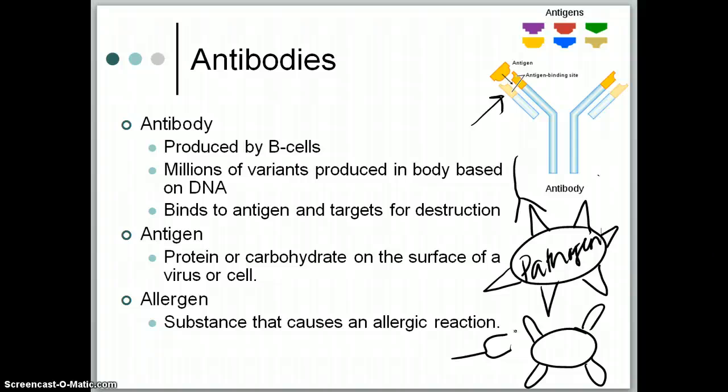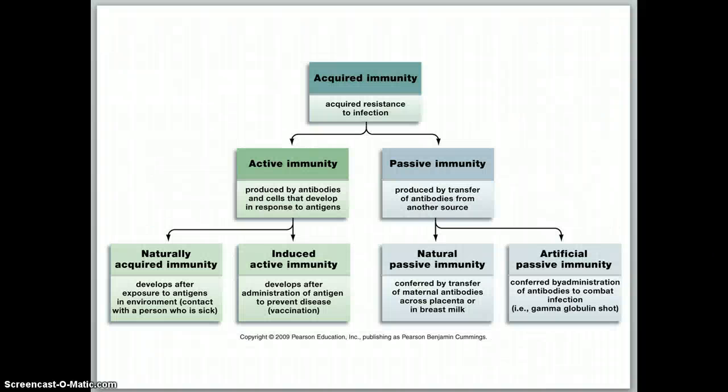Okay, so let's look at acquired immunity. So acquired immunity just means that you've come in contact with and you've acquired the resistance to an infection. So maybe let's talk about this like the flu. So with acquired immunity, that means that you have resistance to the flu. This could either be active immunity or passive immunity. Passive immunity means that you get the antibodies from another source. So you didn't actually make the antibodies yourself. So with natural passive immunity, that means that you get them from your mother, from the placenta, from breast milk.